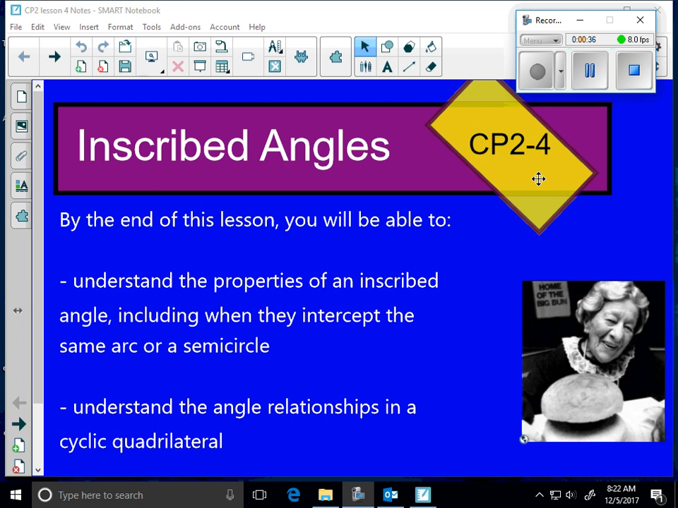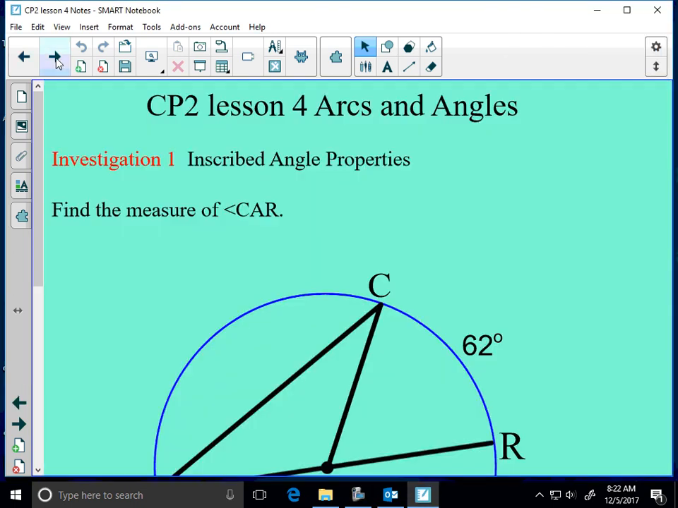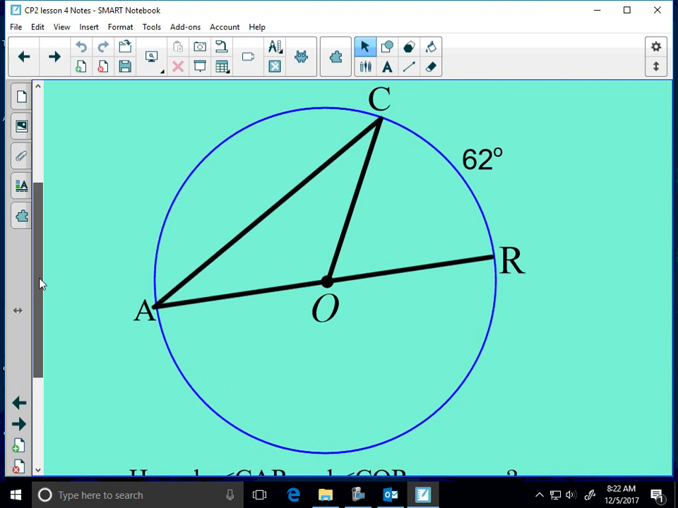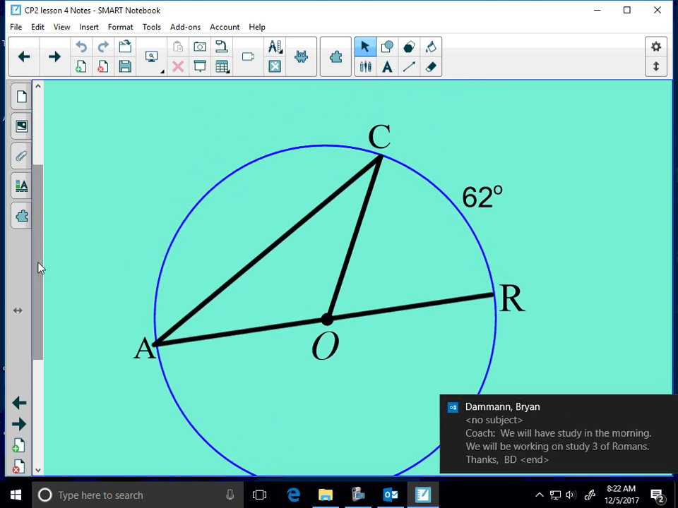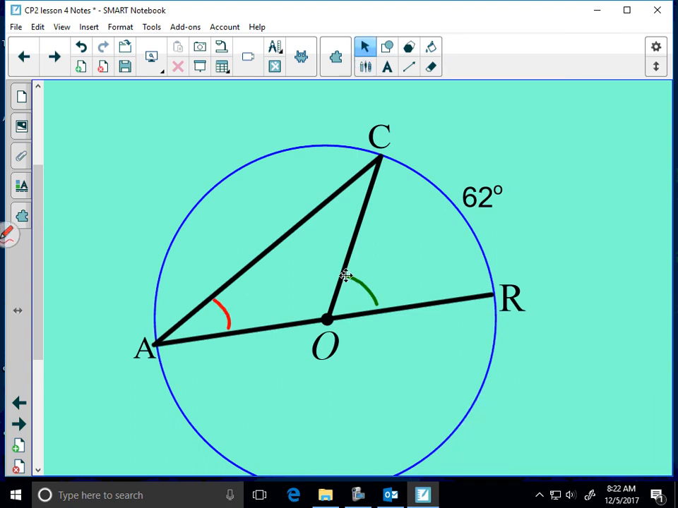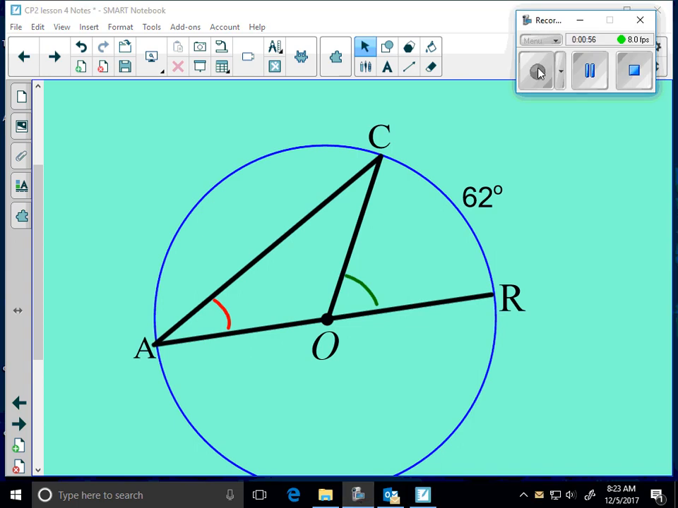Okay, so look at these two angles. I want you to talk to a neighbor for about 15 seconds about the difference between the green and the red angle. Ready, set, talk to each other. All right, so which of these two angles is an inscribed angle?